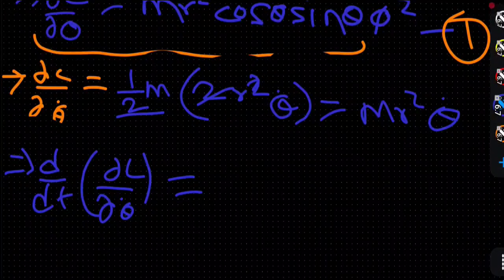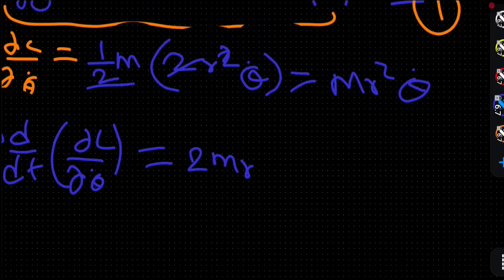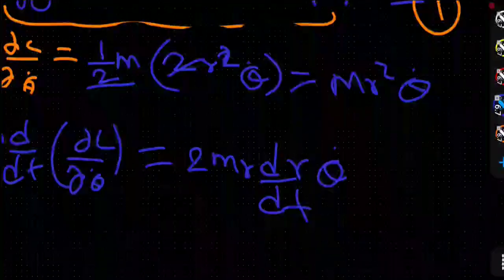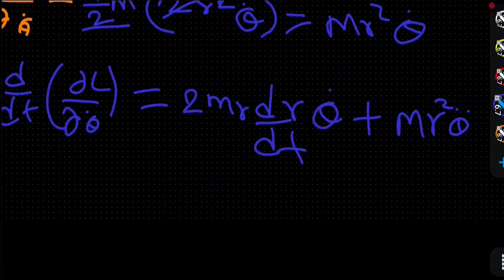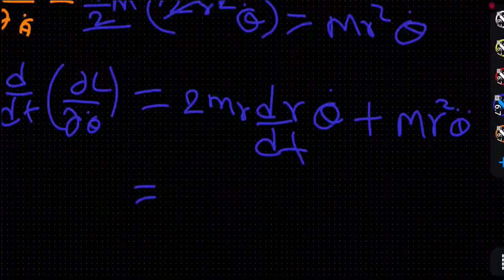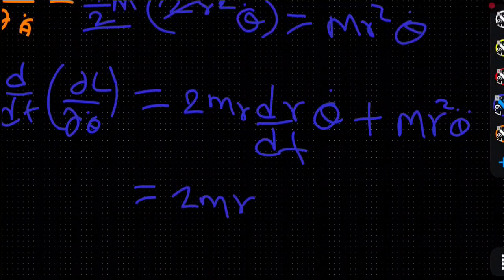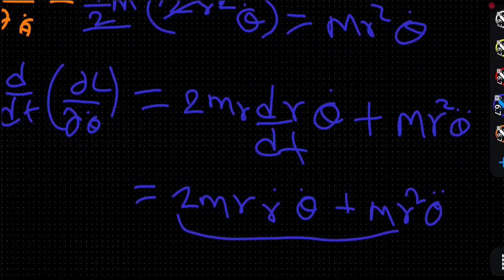Okay, so now we are going to do the chain rule, which is 2mr, then dr/dt, then θ̇, and then plus mr²θ̈, the double time derivative. Now if I simplify this term, it will become 2mr ṙ θ̇ plus mr²θ̈. So this is our expression.